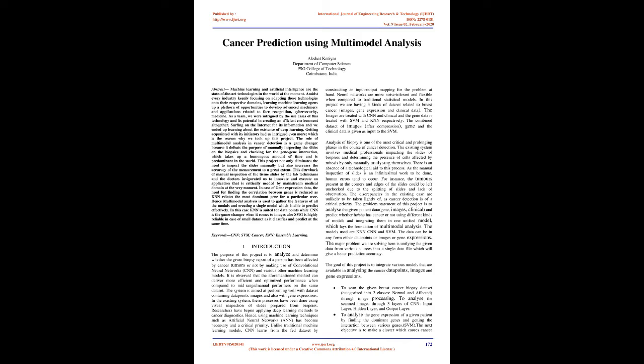Introduction. The purpose of this project is to analyze and determine whether the given biopsy report of a person has been affected by cancer tumors or not by making use of convolutional neural networks, CNN, and various other machine learning models. It is observed that the aforementioned method can deliver more efficient and optimized performance when compared to mid-range manual performers on the same dataset. The system is aimed at performing well with datasets containing data points, images, and also gene expressions. In the existing system, these processes have been done using visual inspection of slides prepared from biopsies.